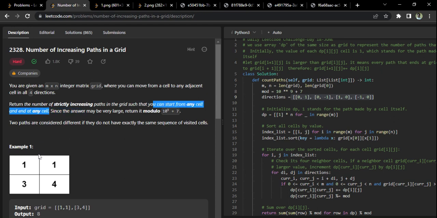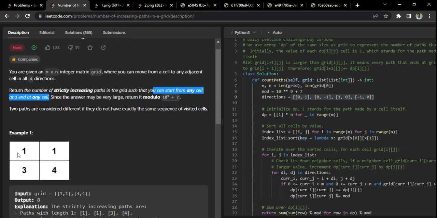Normally what will happen is that they will ask us to start from the 0, 0 cell and end at the bottommost right cell. That kind of question will be a medium level question. But in this question, they have removed that condition also. So here we do not have any end, any start. You can start from any cell and end at any cell.